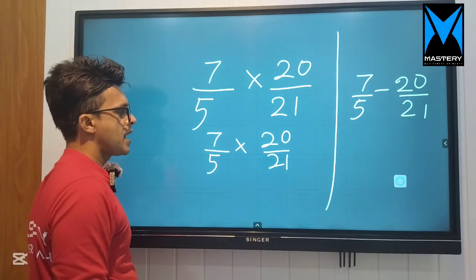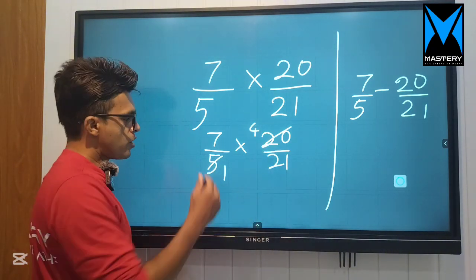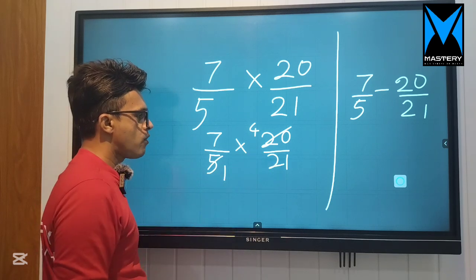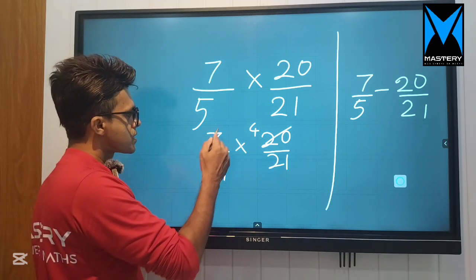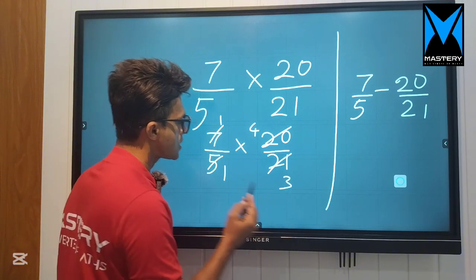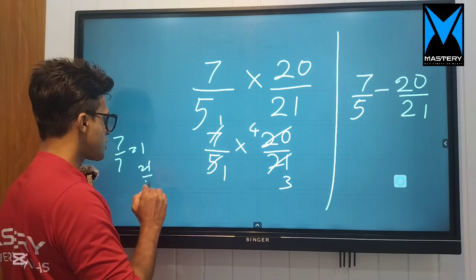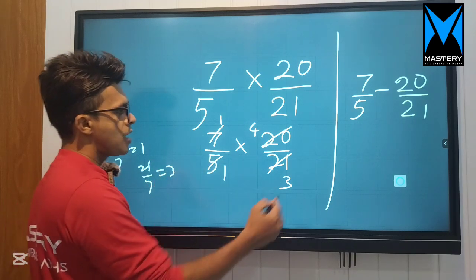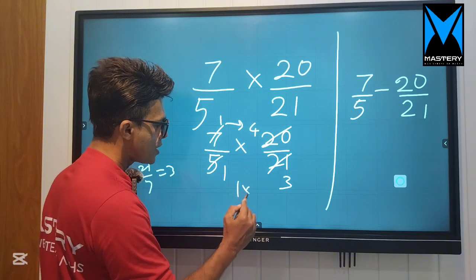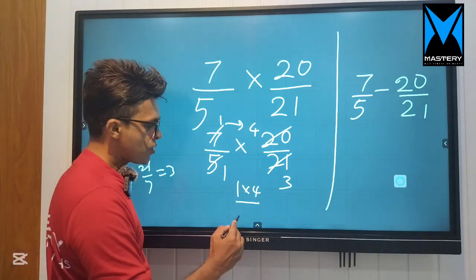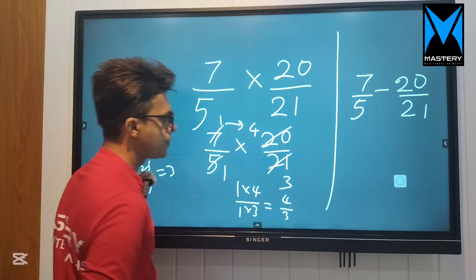This can be simplified. 5 over 5 is 1, and 20 over 5 is 4. 1 time, 4 times. Then 1 time, 3 times. This means 7 over 7 is 1, and 21 over 7 is 3. Then 1 into 4 over 1 into 3. So 1 into 4 is 4, 1 into 3 is 3.